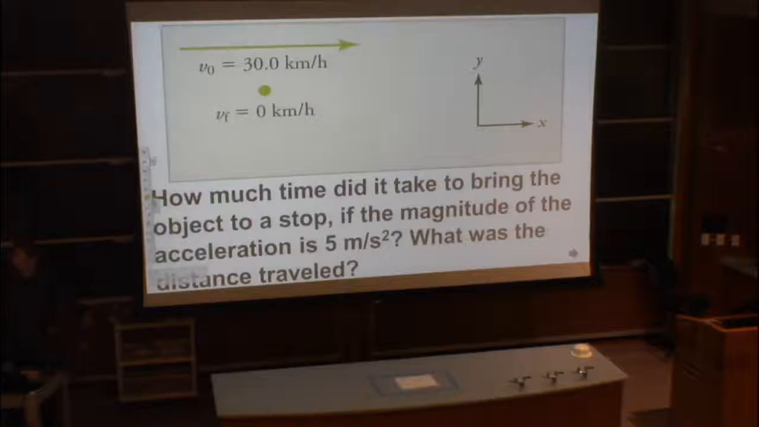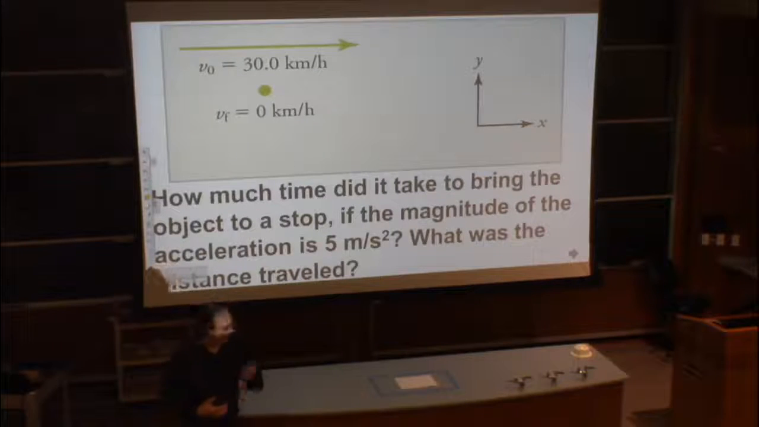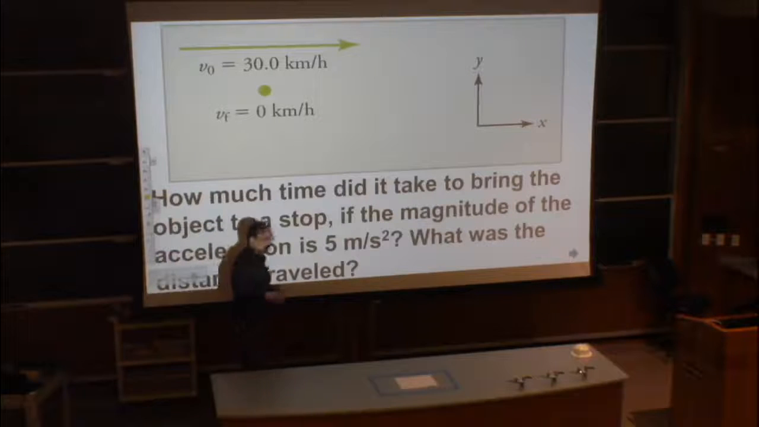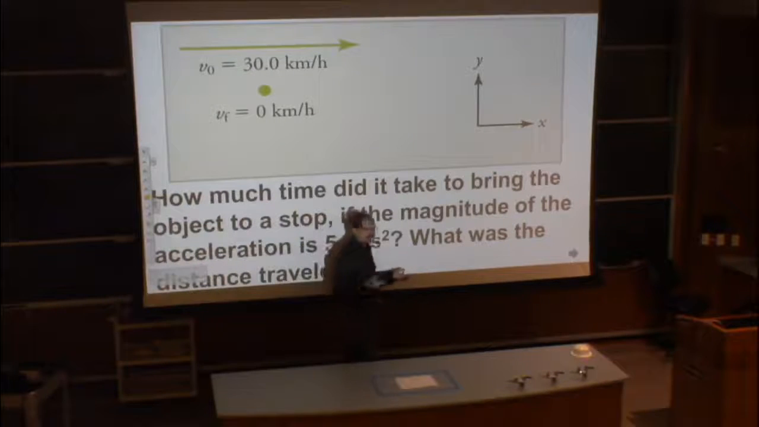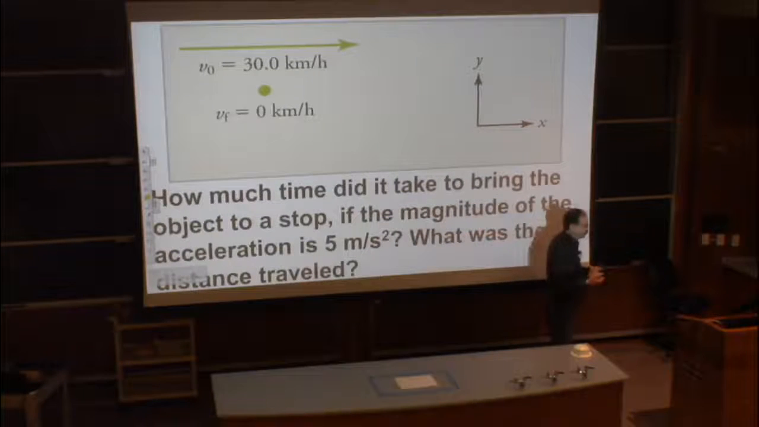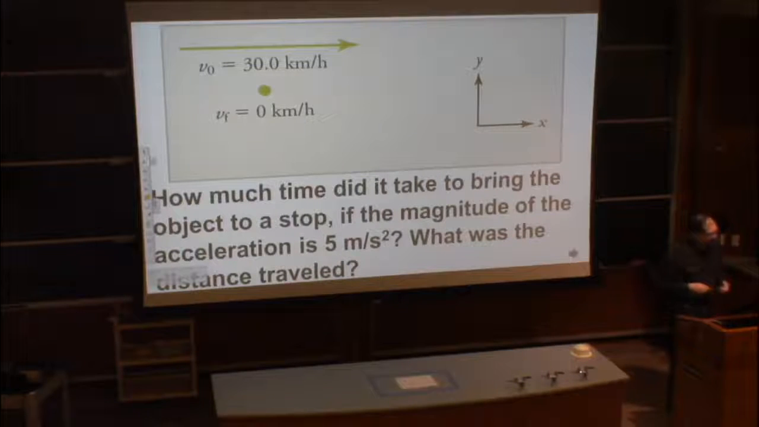A specific example. What is happening? I'm going to give you a couple of minutes. Try to draw a picture, a motion diagram. What do you think is happening here? This symbol, V sub zero, people call it V naught. It's the same as V initial. That's the initial velocity. And the next symbol, V subscript F, is the final.